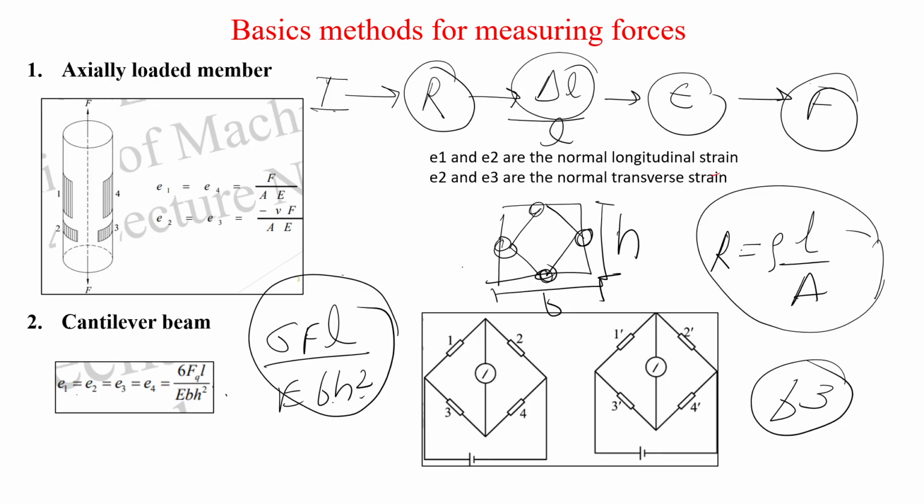You can write all these formulas for methods 1 and 2. E1 equal to E4 equal to F upon AE, E2 equal to E3 equal to minus mu F upon AE. For the cantilever beam, the strain is equal to 6 FL upon EBH square, where B is the width and H is the thickness or height.